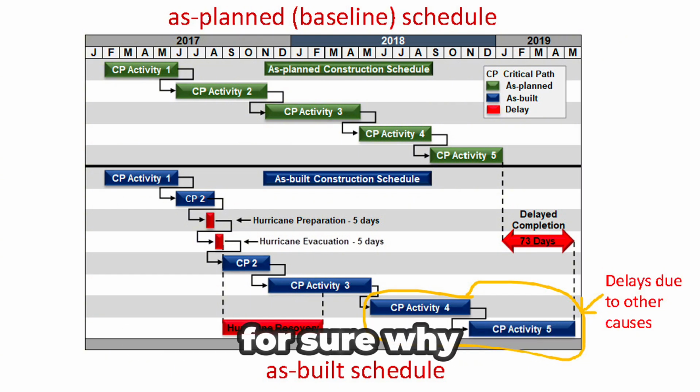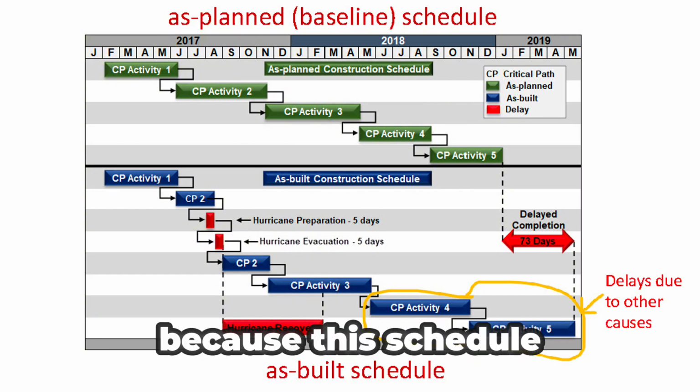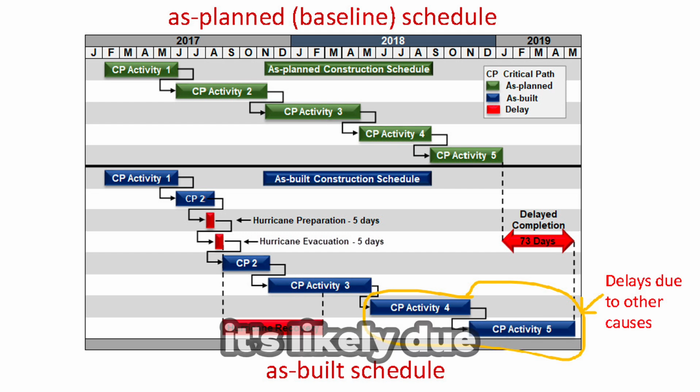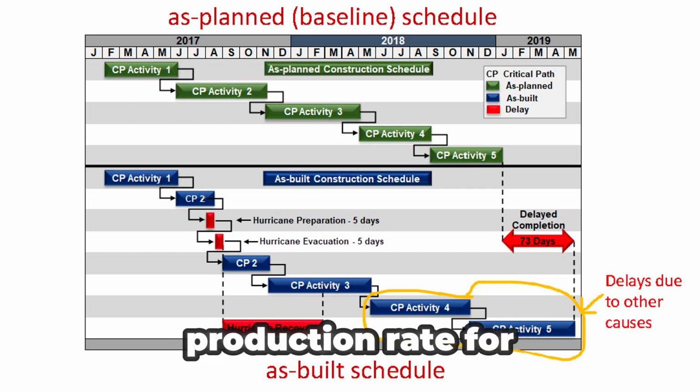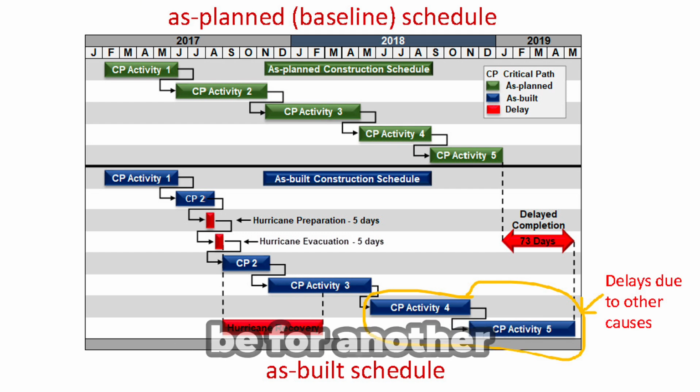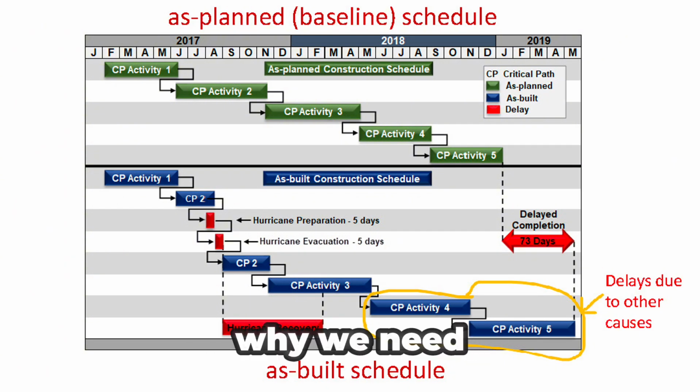We don't know for sure why these activities needed more time, because this schedule doesn't provide that information. It's likely due to errors in estimating the production rate for these two activities, but it could be for another reason. To know exactly why, we need further information and analysis.